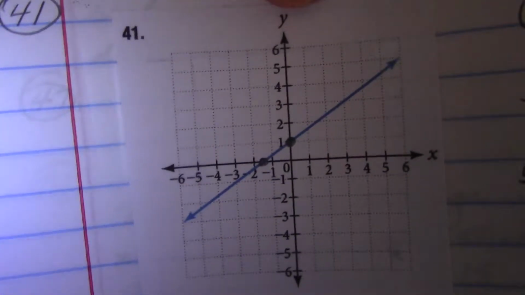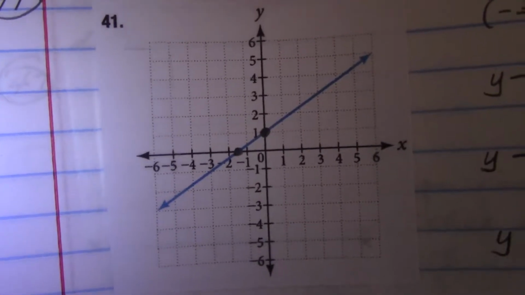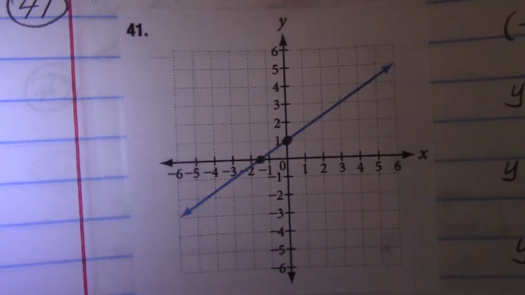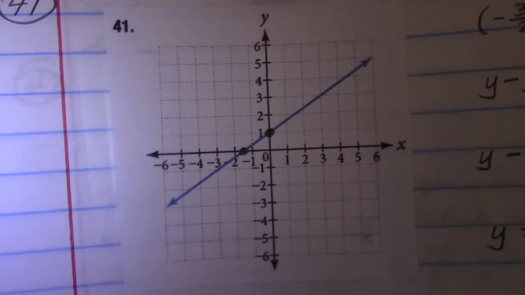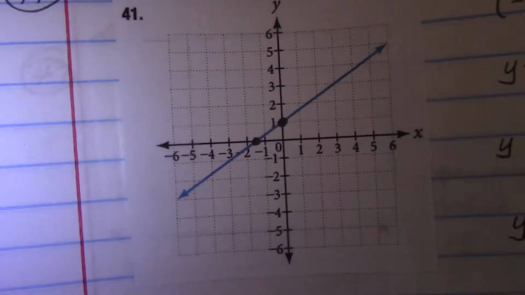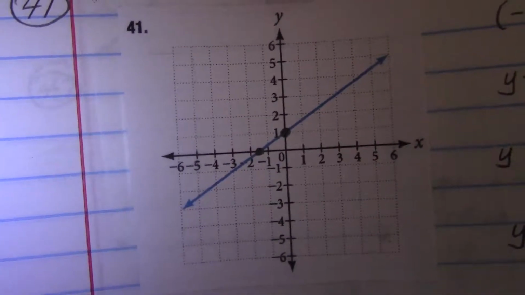Number 41. For the following exercises, write an equation for the lines graphed. So they give us a line here. And I've marked 2 points. Unfortunately, the x-intercept is not exactly integer friendly, but it's friendly enough. That looks like negative 3/2 there, negative 1.5, or negative 3/2 as the x-intercept.